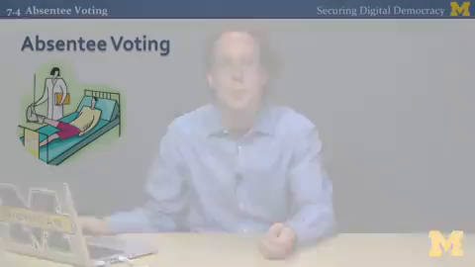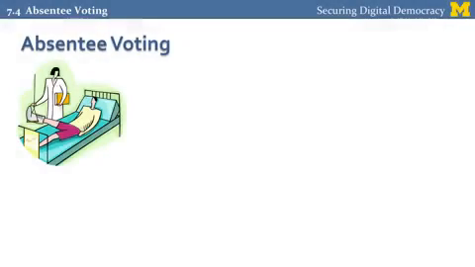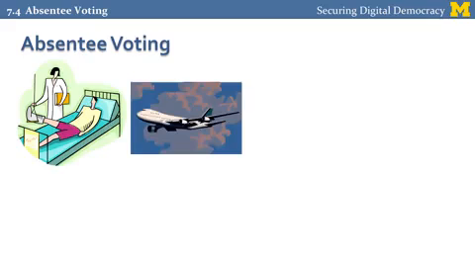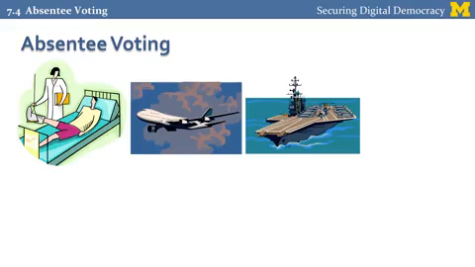So why might voters not be able to make it to the polls? There are a number of things that are commonly accepted by election jurisdictions as excuses. Things like the voter is sick or hospitalized or immobilized. Maybe the voter is traveling and just not in the jurisdiction where the election is taking place on election day. Or maybe the voter is stationed in the military and is out of the area, perhaps even abroad.